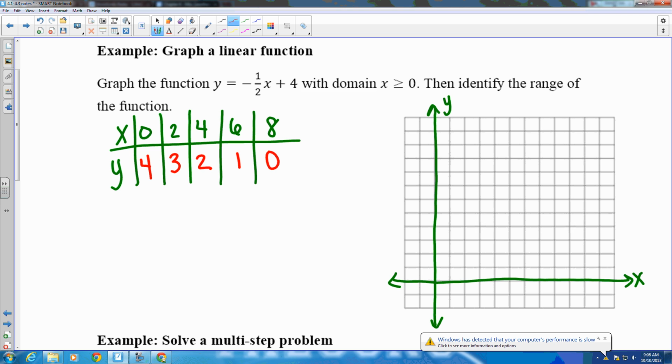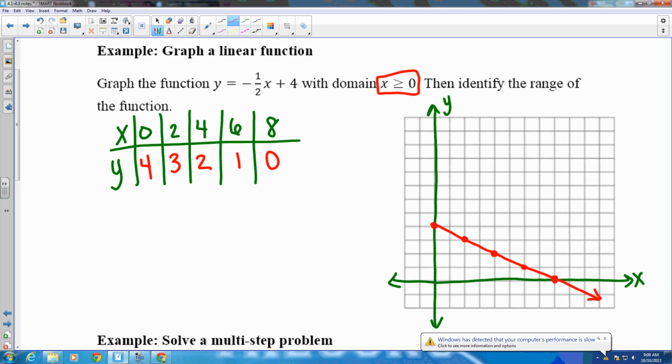Alright, let's go ahead and graph. 0, 4, 2, 3, 4, 2, 6, 1, 8, 0, and we can connect the points. We do not, however, draw a line to the left because it's telling us that our domain is only when x is greater than or equal to 0, so we're going to draw our line to the right.